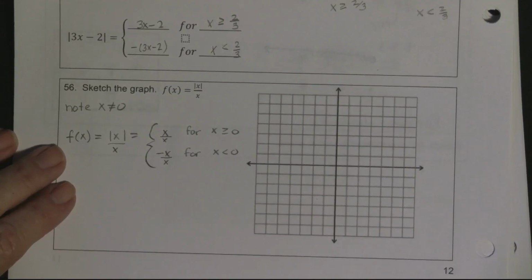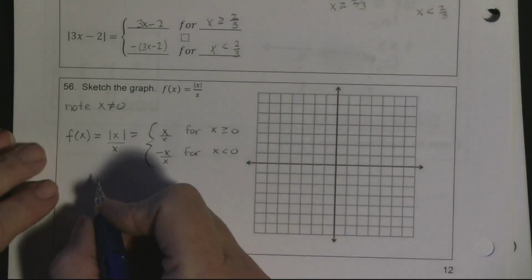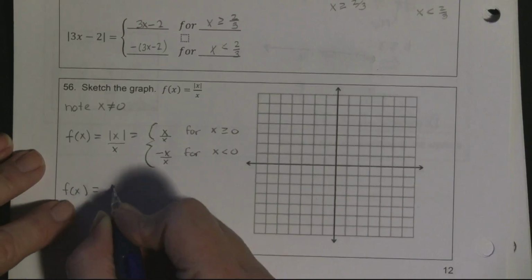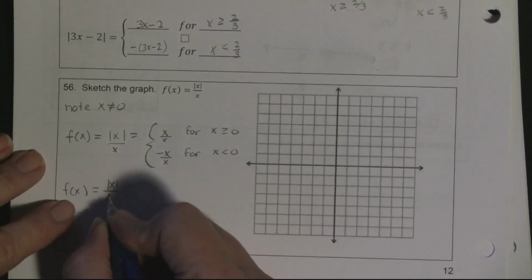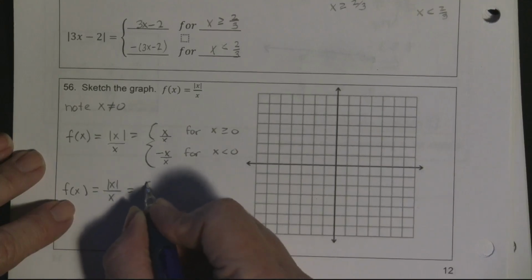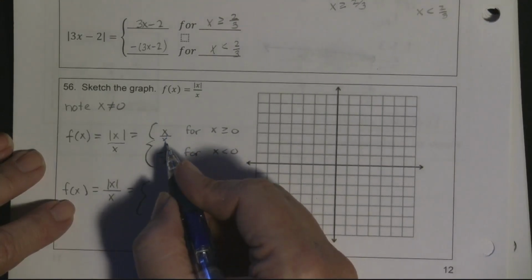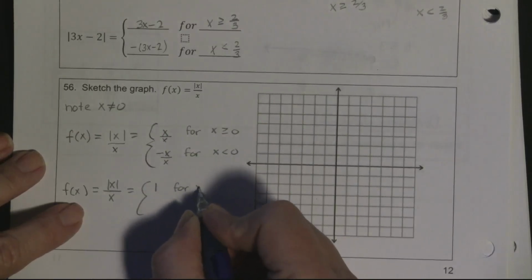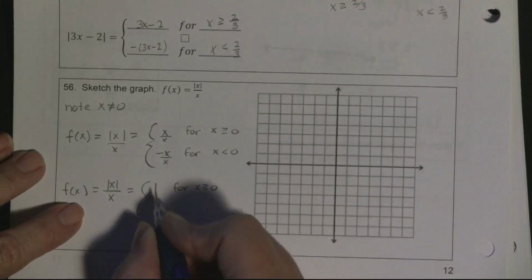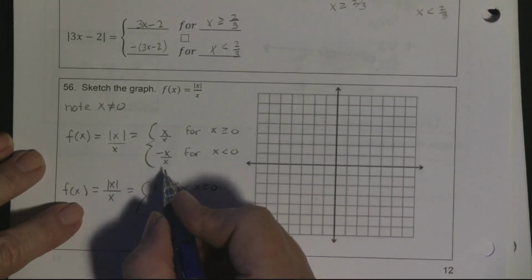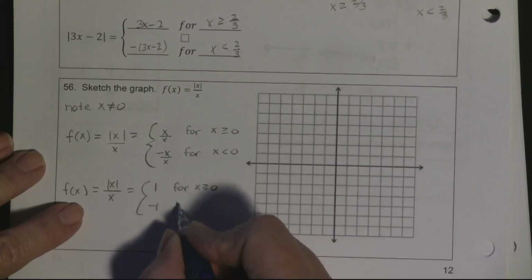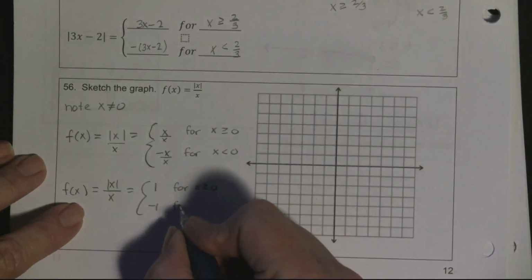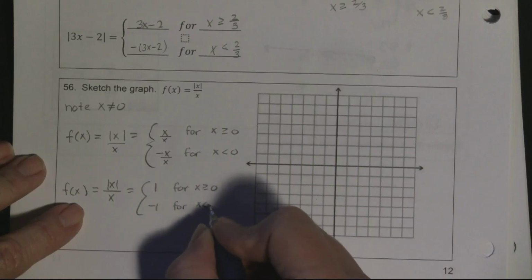Now I'm just going to simplify so that this function, f of x, which equaled the absolute value of x divided by x, is equal to, well, x divided by x is 1, and that's for x greater than or equal to 0. And negative x divided by x is negative 1, and that's for x less than 0.